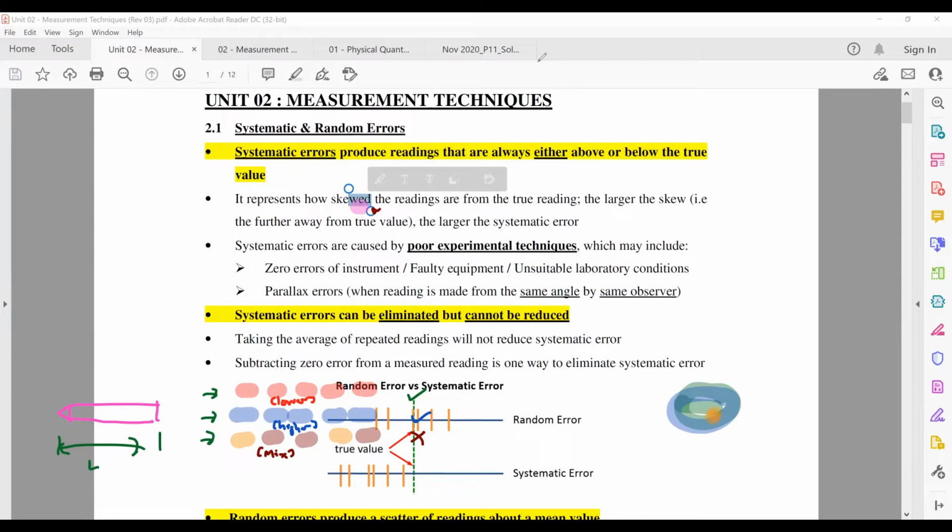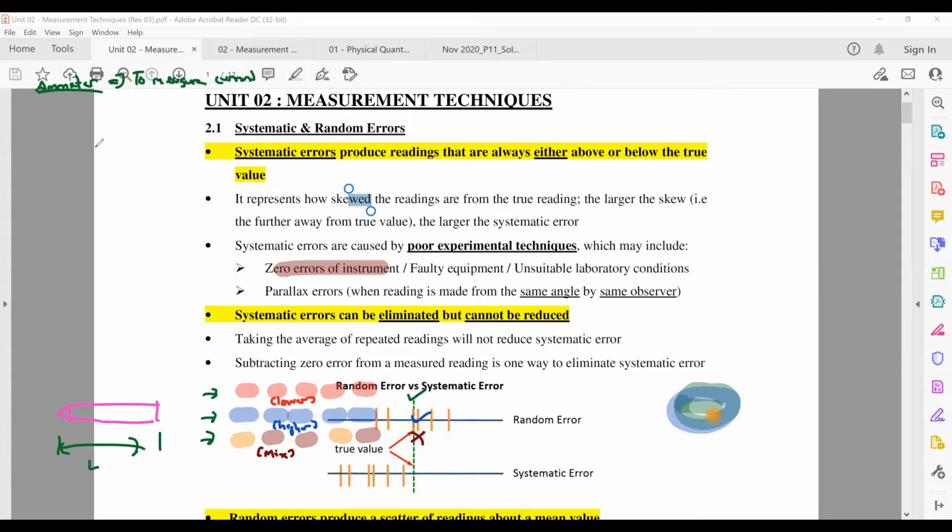What you're more interested in is knowing what the actual causes of the systematic errors are. Now, systematic errors are caused by poor experimental techniques, which could be due to the fact that you did not check your zero errors. When we talk about zero error, it is something like this. Let's just say we have an ammeter here. Now, you know an ammeter is used to measure current.